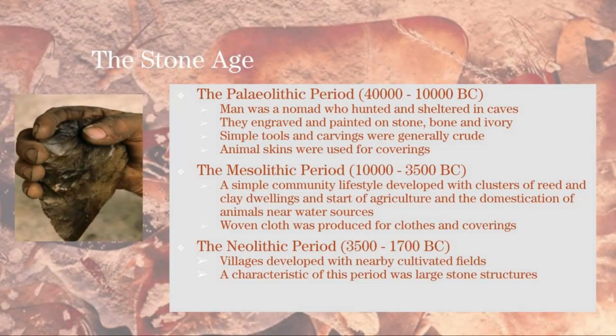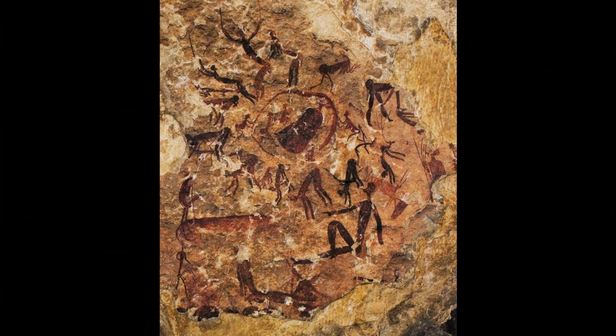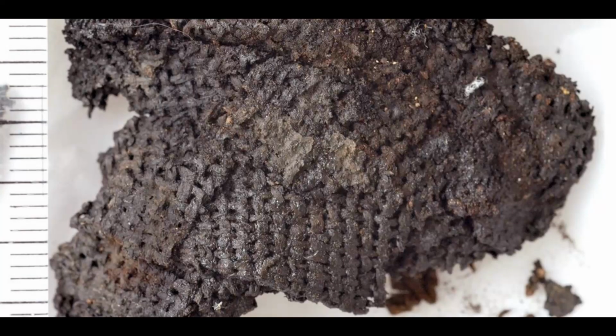The Mesolithic period, 10,000 to 3,500 BC. A simple community lifestyle developed with clusters of reed and clay dwellings, and the time period highlights the start of agriculture and the domestication of animals near water sources. During this time, the first woven cloth was produced for clothes and coverings.